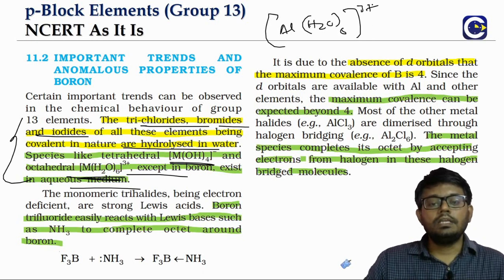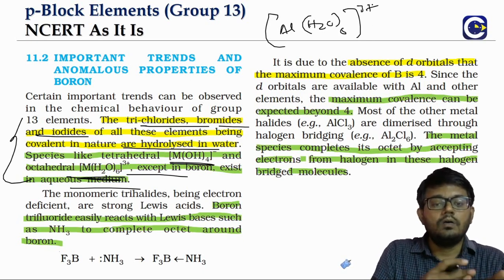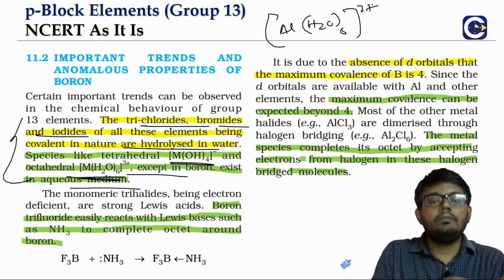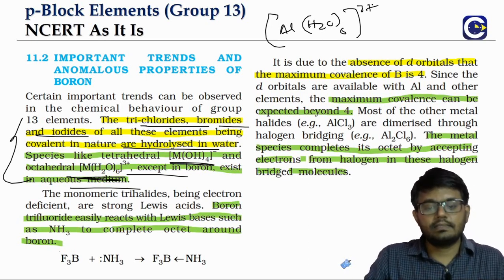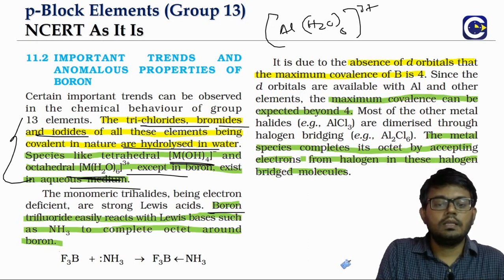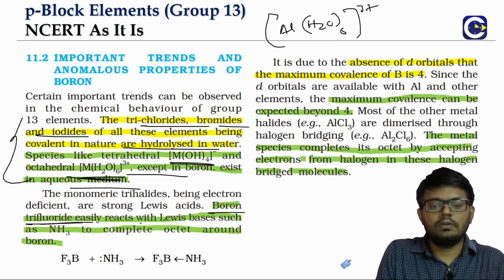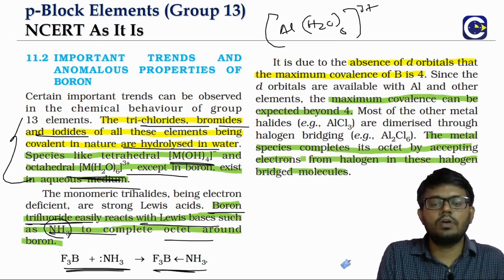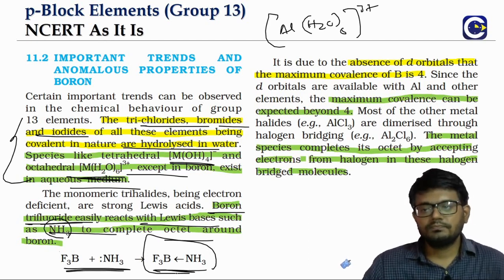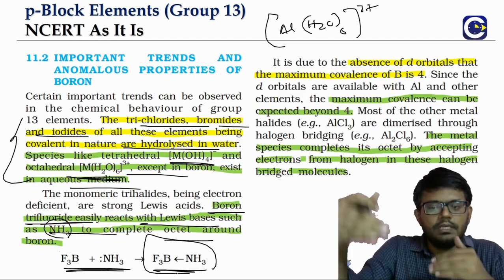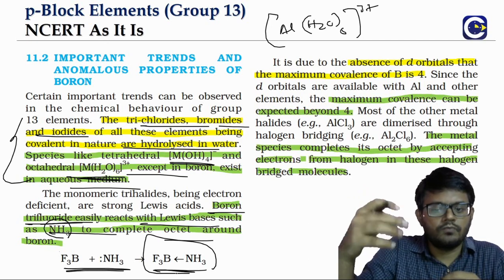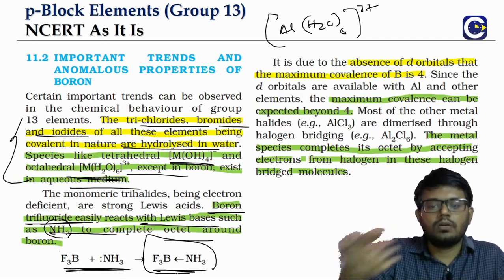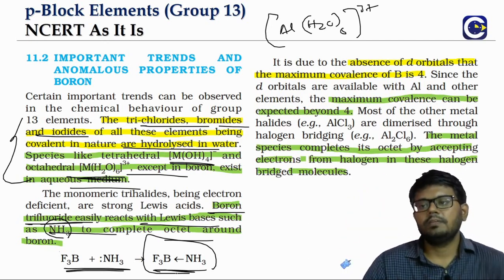Now the trihalides of boron will show strong Lewis acid characteristics. Like boron trifluoride or trichloride, they will easily combine with a Lewis base. Ammonia is a Lewis base, right? They can combine with a Lewis base to form an addition compound. Addition compound in the sense that a coordinate covalent bond is formed between the nitrogen of ammonia and the boron of the BF3.